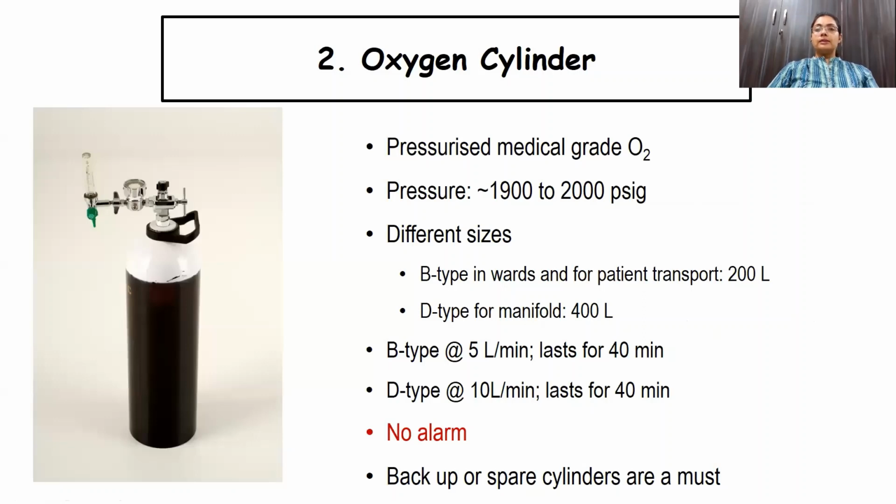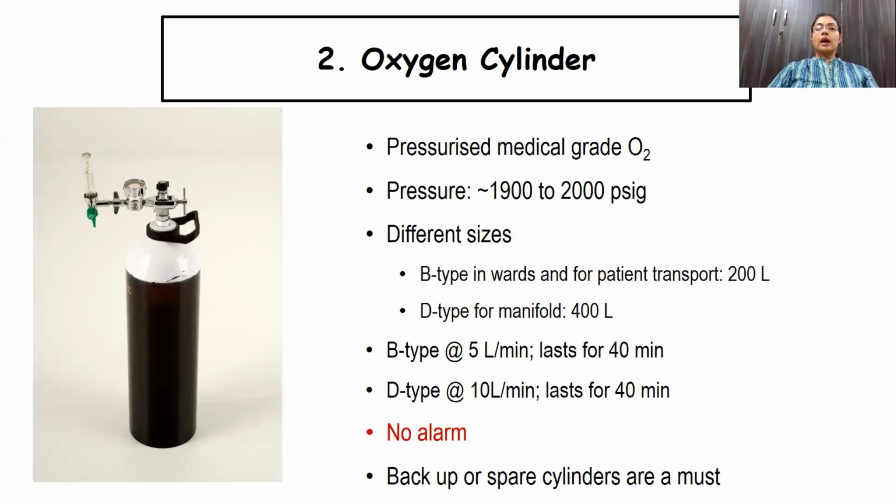The second type of oxygen source is an oxygen cylinder, which has pressurized medical grade oxygen, and the pressure is as high as 1900 to 2000 psi. Compared to the pipeline pressure, this is almost 40 times high pressure.